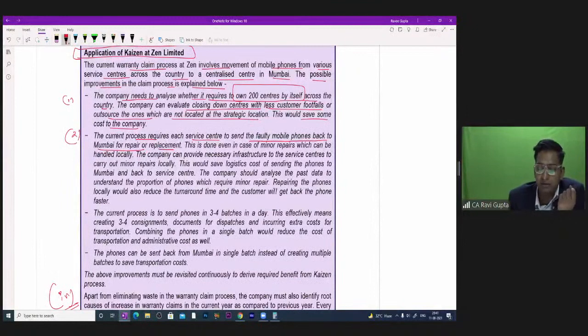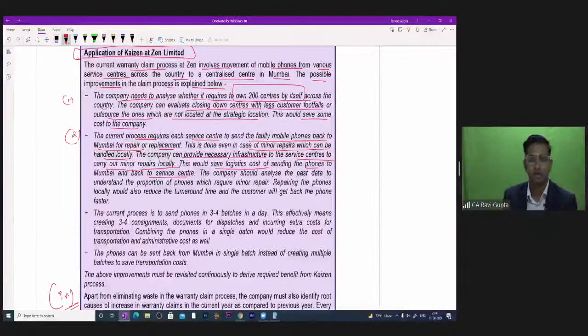So this can be done in the case of minor repairs, which can be handled locally. The company can provide the necessary infrastructure to the service centers to carry out the minor repair locally. This would save the logistics cost. Logistics cost means the movement cost of sending the phones to Mumbai and back to the service center. The company should analyze the past data to understand the proportion of the phones which require minor repairs. Repairing the phones locally would also reduce the turnaround time, and the customer will get back the phone faster.